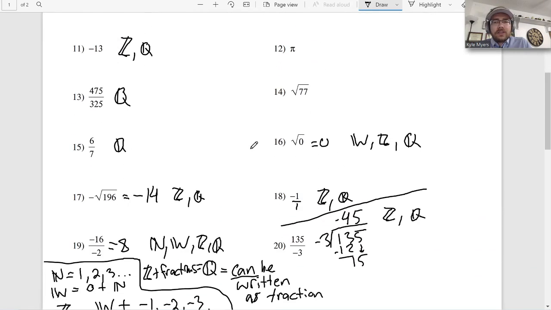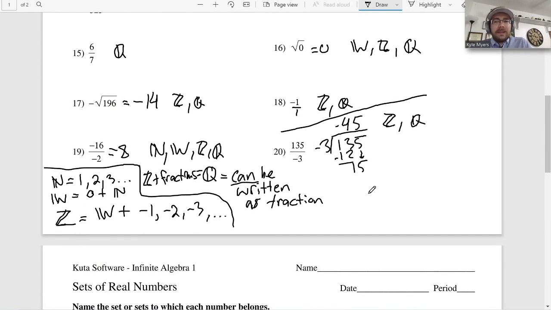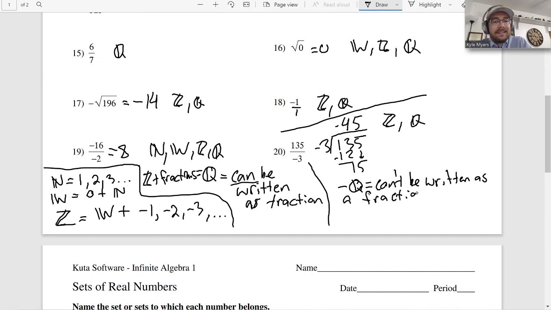So irrational is basically just the opposite of rational. So irrational, not q, is exactly what it sounds like. It can't be written as a fraction. So that's literally all it means. It's just the opposite of can be written as a fraction. And that'll leave us with real numbers here.